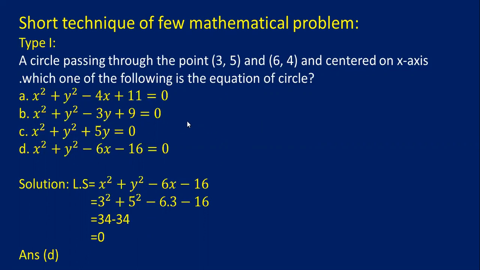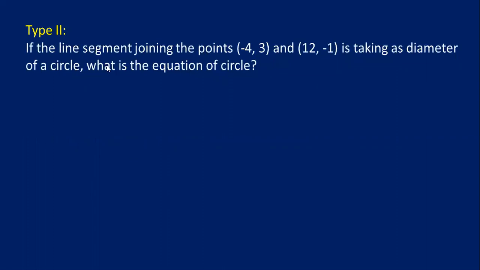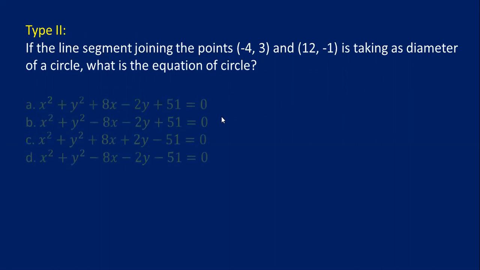Now type 2. The problem: if the line segment joining the two points (−4, 3) and (12, −1) is taken as a diameter of the circle, what is the equation of the circle? If we use the formula, that will also be correct, but it needs huge time. So we will test the options. Here are the options.